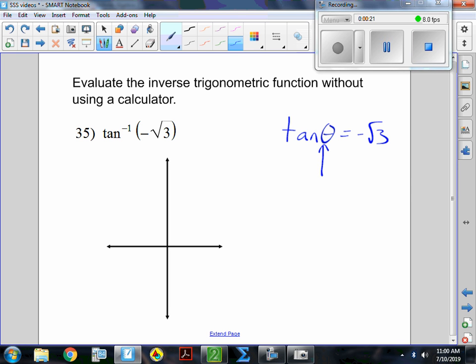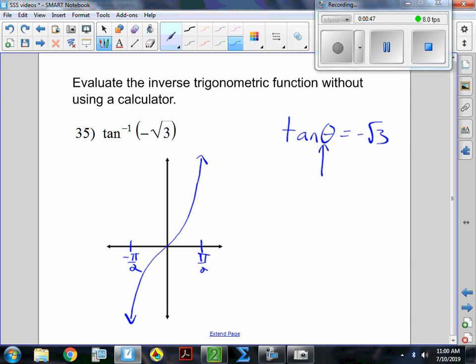It's not an equation, so I don't need everywhere on all four quadrants that theta would give you a value, tangent theta equals negative root 3. I just need one answer. When I'm evaluating an inverse function, I'm looking for one answer. The tangent curve goes from negative pi over 2 to pi over 2, and then it cycles or repeats.